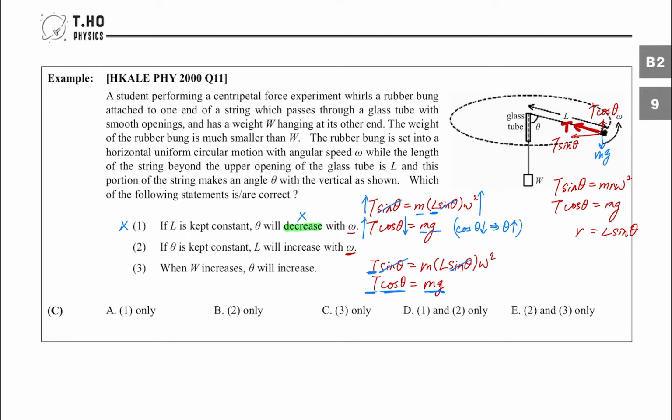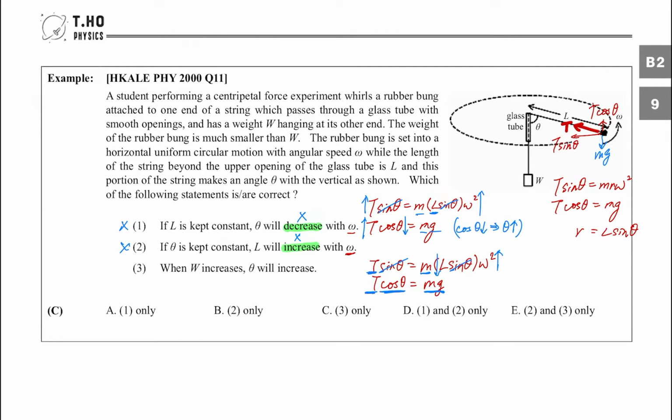T is constant. So if omega is to be increased, then L has to be smaller, because other things are constant. One thing bigger, the other thing on the same side is smaller. So when you say L will increase with omega, this is wrong, because when omega increases, L should decrease. So statement 2 is also wrong. Of course, if you can decide 1 and 2 are wrong, then the answer should be 3 only.